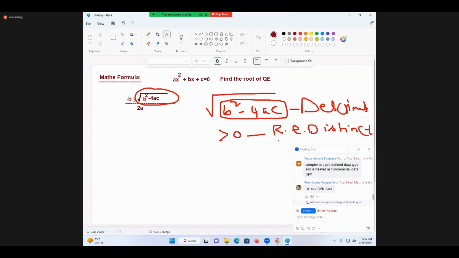So roots are real and distinct. Next, is equal to 0: roots are real and equal. If the discriminant is 0, roots are real and equal. Less than 0 means roots are imaginary.